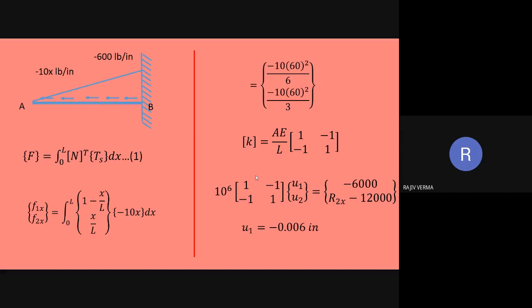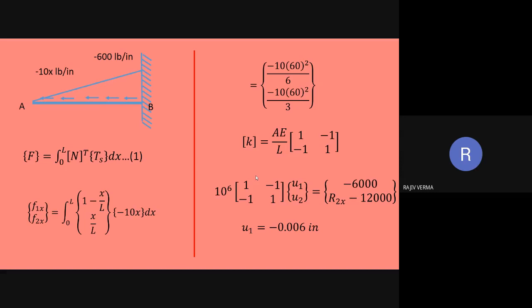But in the second equation, the value of U1 and the reaction at point number 2, both of them happen to be unknown, therefore we cannot use equation number 2. But once U1 has been found, obviously then we can find the value of reaction existing at node number 2. So a simple illustration gives us the required solution.